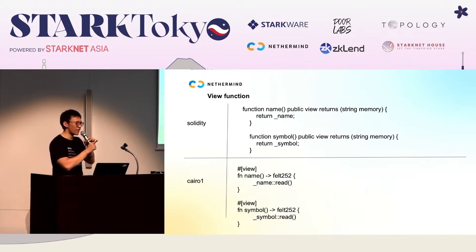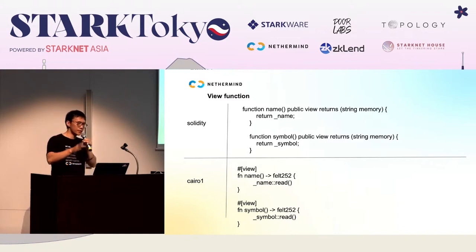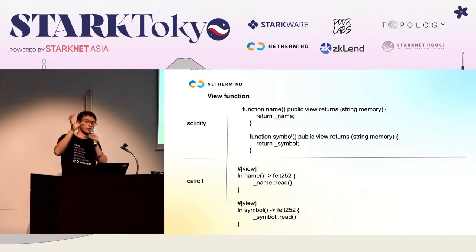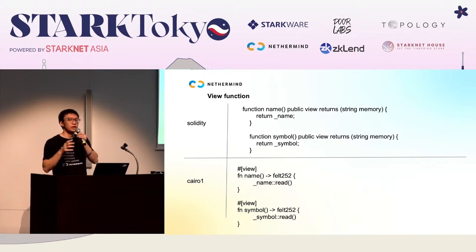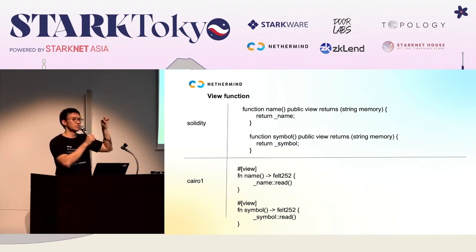In Solidity, you have a keyword called view. So notice between the public returns, we have a view. In Cairo1, it's now again a macro, view. So notice that everything in Cairo is represented by a macro. It's very much like Rust in that way. And how we return it is also very like Rust. You just put a single arrow and then return the type.